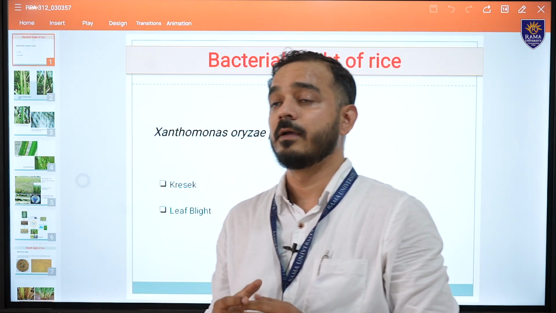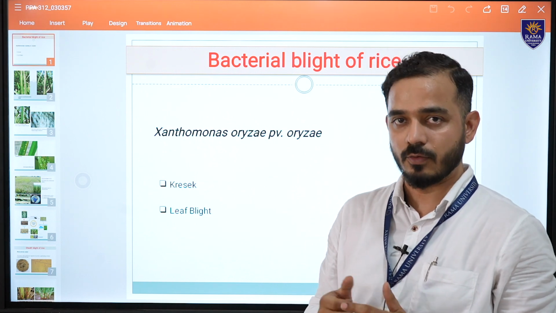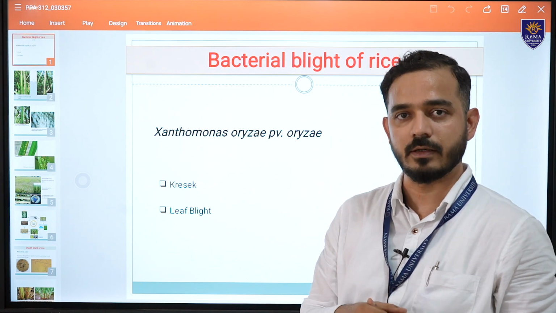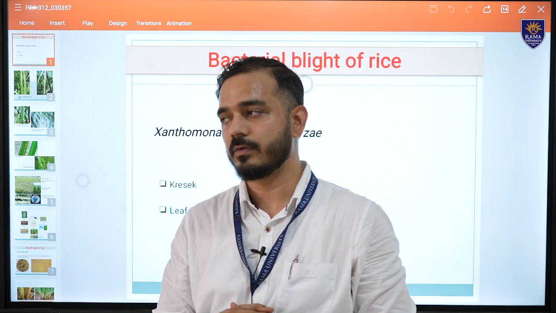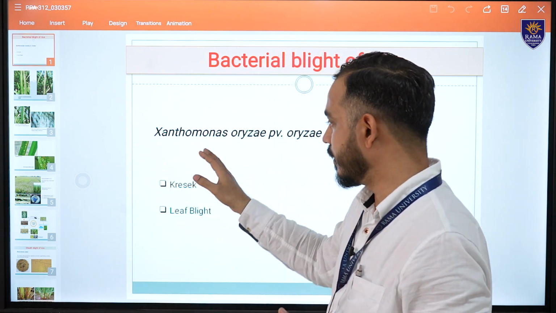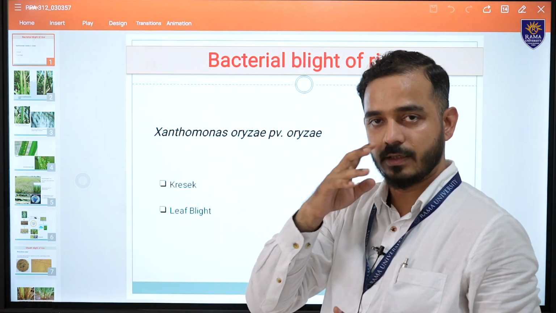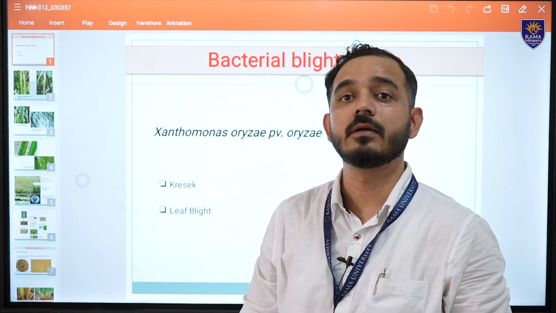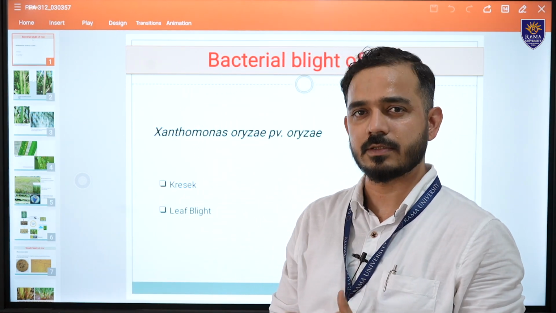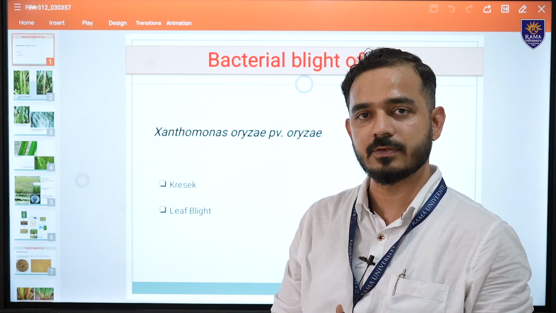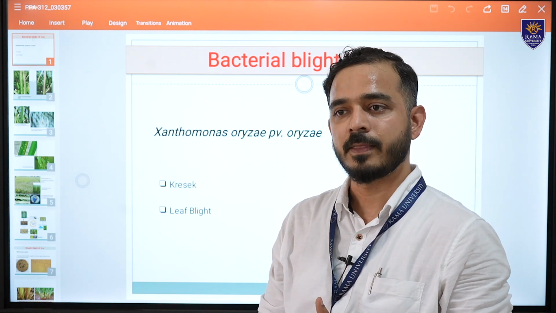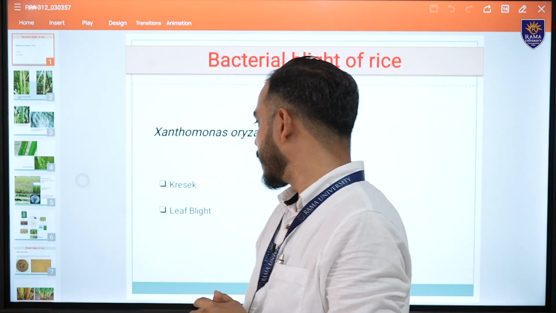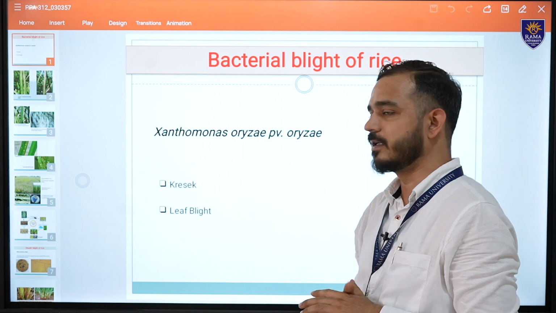The leaves will dry up and roll up, and they will turn gray, then yellow, and this depicts the wilting in the seedlings. After complete wilting, in severe cases, if the infection is very severe, the plants may die in the field. Then the second one is leaf blight.